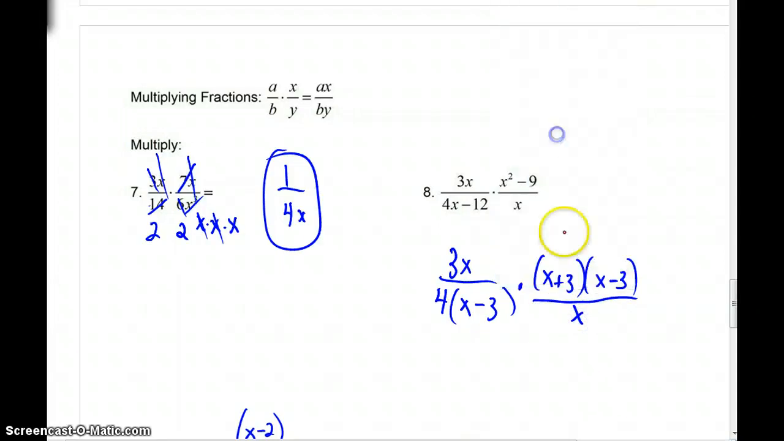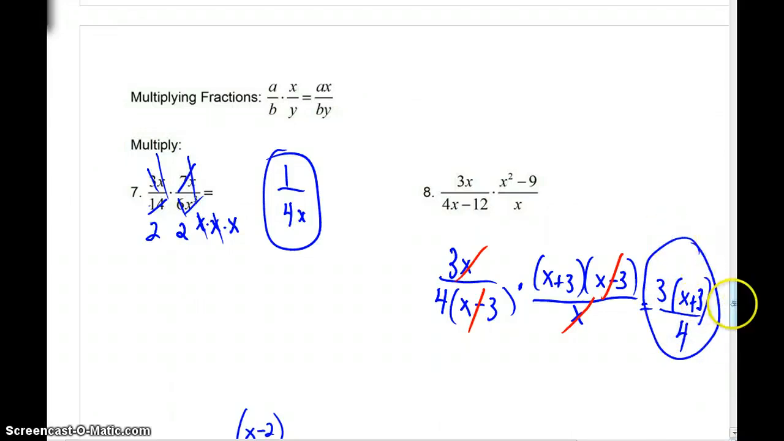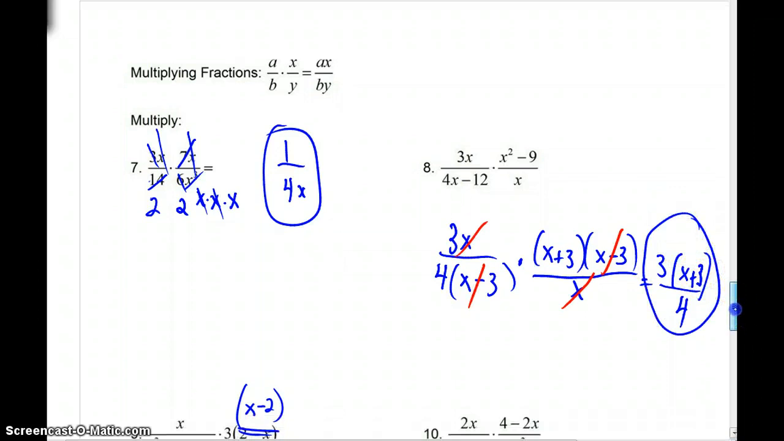And my goodness, look right now. The x minus 3's cancel out. This x and this x cancel out. What are we left with? Well, up on top we have a 3, then an x plus 3. Down below, what do we have left? Just a 4. So 3 times x plus 3 all over 4, we don't even need to distribute.